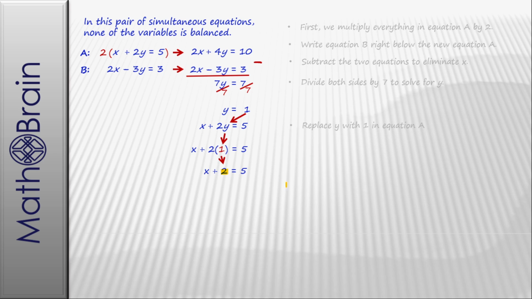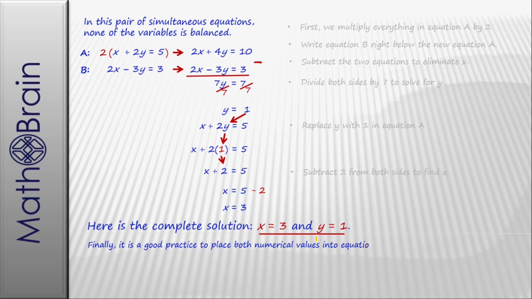What value of x fits the bill here? To find x, simply subtract 2 from both sides. X is equal to 5 minus 2. So x is equal to 3. That's it. Both x and y are now known.